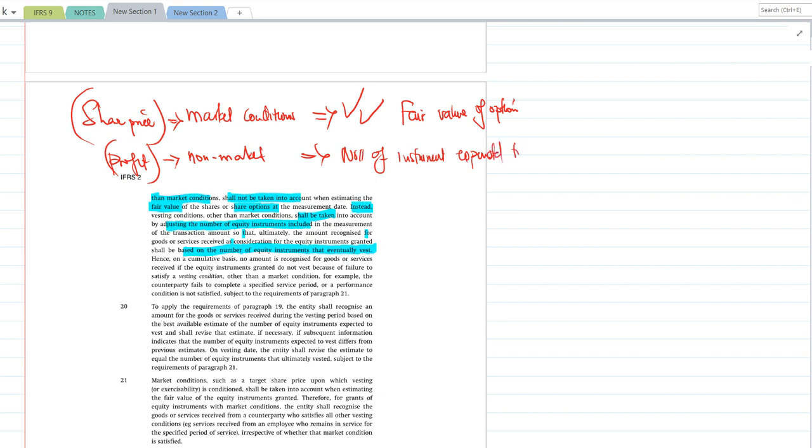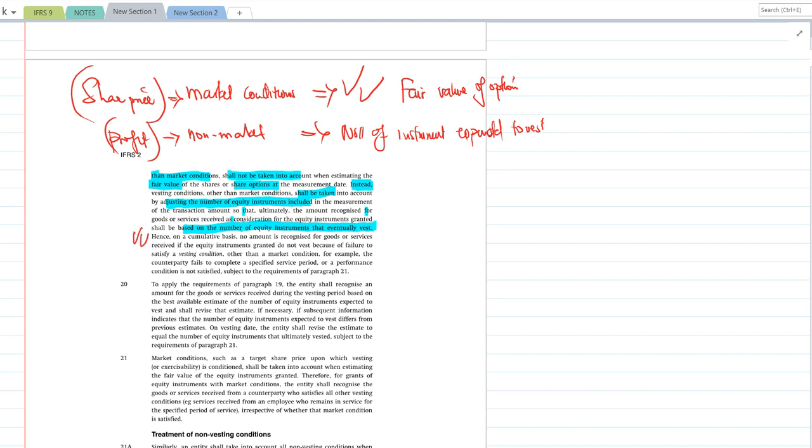Expected to vest. Okay, and there's something else that I want you to see. They are saying, hence, on a cumulative basis, no amount is recognized for goods or services received if the equity instruments granted do not vest because of failure to satisfy a vesting condition other than a market condition. So we are saying the profit, they failed to achieve that profit. It means in that case, what happens? If they fail to achieve the profit, or they fail to complete the service period, what happens?